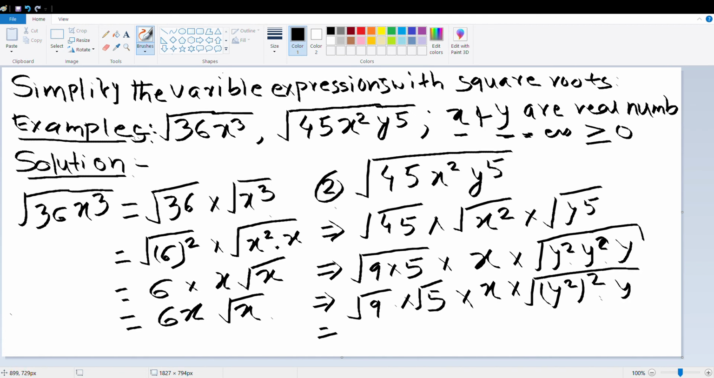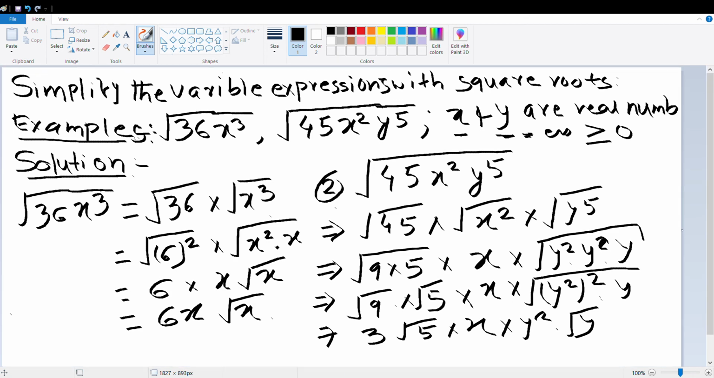Now over here we can see the square root of 9 is 3, times the square root of 5, times x, and times the square root of y to the fourth, which is y squared, times the square root of y. Finally we can write this as 3x y squared times the square root of 5y.